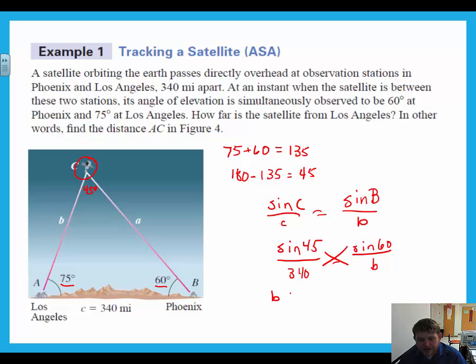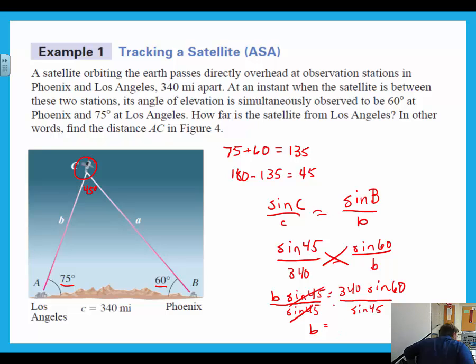And we're going to get b times sine 45 is equal to 340 sine 60. And if I want to know what b is, I have to divide by sine 45. So you can type this whole thing in your calculator. You have to be careful when you type it in to make sure that you have this calculation first, then divide it by this. So let me go get a calculator real quick because I forgot one.